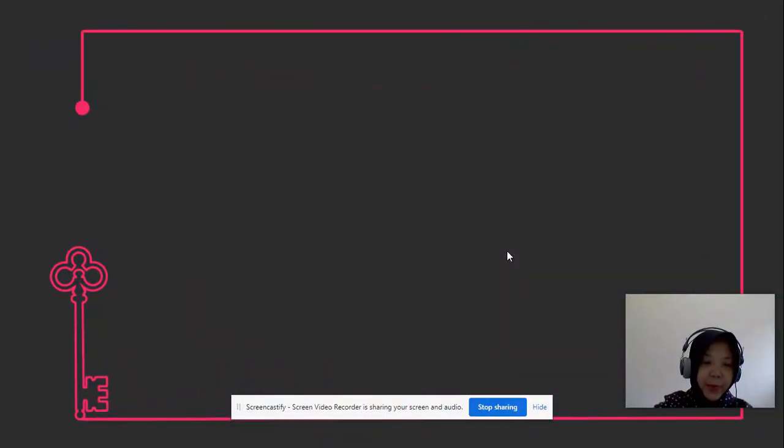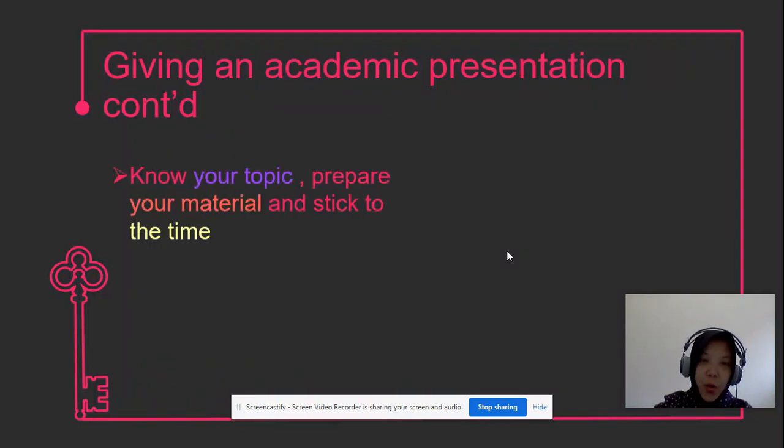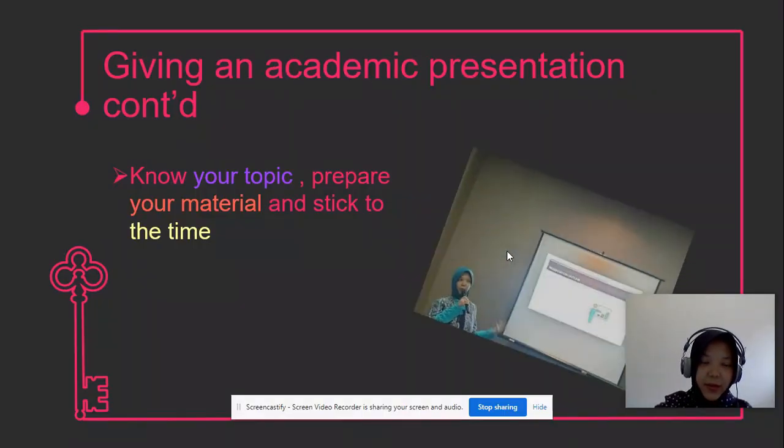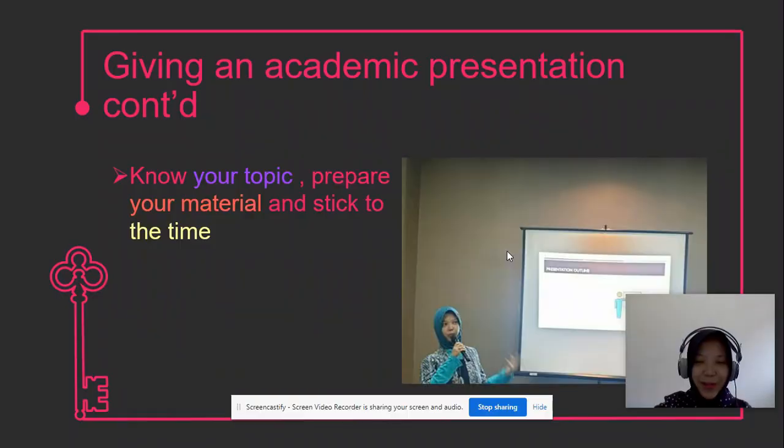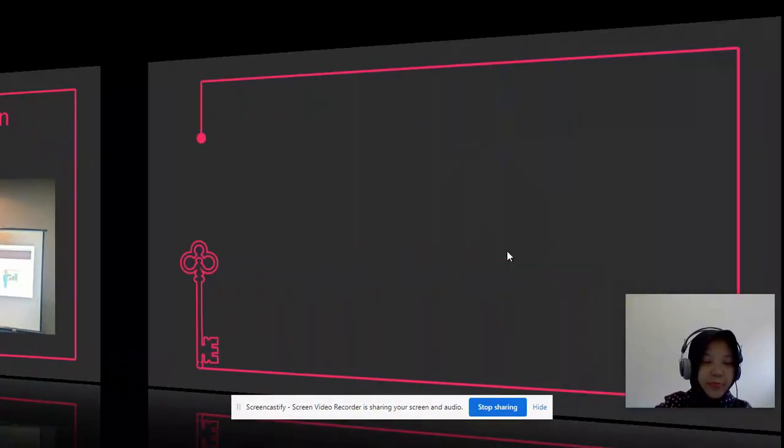All right. Next principle is that you need to know your topic, prepare your material, and stick to the time. In other words, be proficient. A proficient speaker usually maintains control throughout the talk by researching and preparing the material carefully. So as you can see from the slide, this is me. Do I look like a proficient speaker? Hopefully, yeah, quite confident enough.